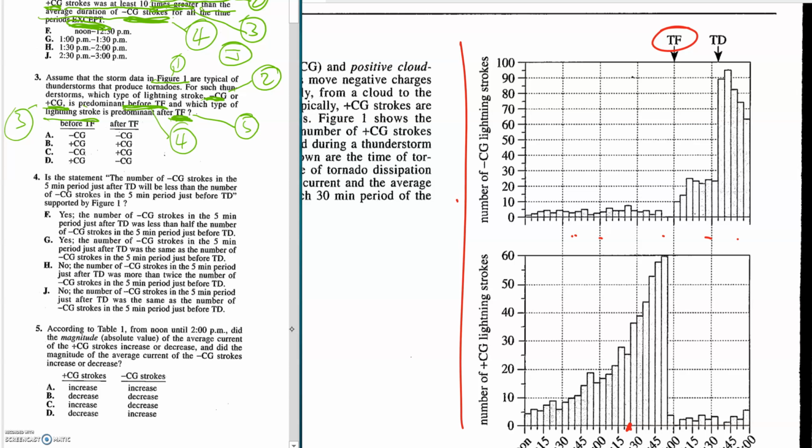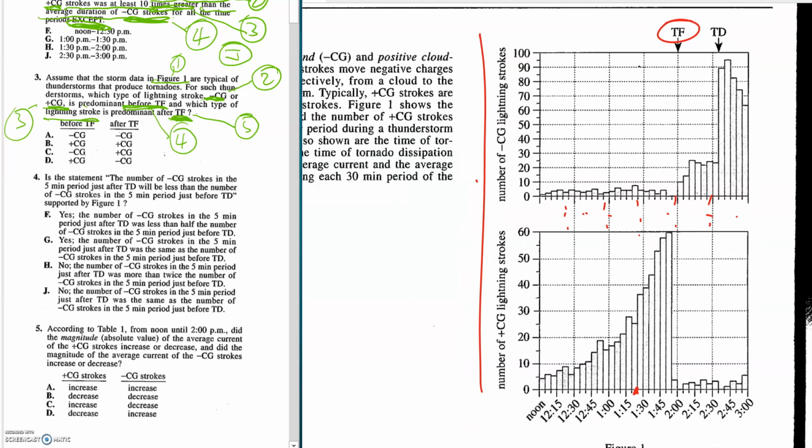And again, remember, these are attached. You see these lines here? Means that they're attached. They've just split it, but it's really the same graph, just kind of split. So TF, even though it's just up here, it will also be relevant down here, and so will TD. So negative CG before TF is down here, because this is TF right here. And before TF, the plus CG is really high.